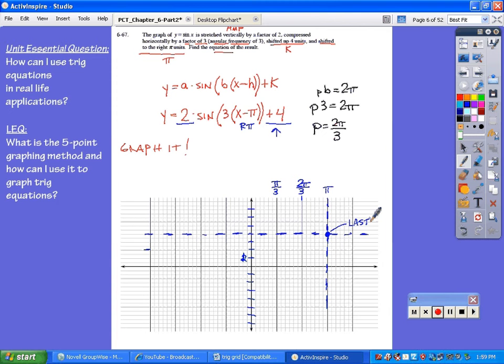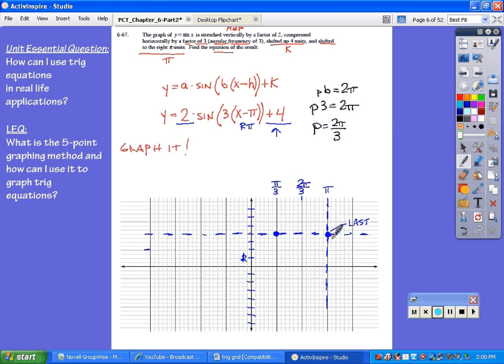How far away is my first point going to be? It's going to be 2 pi over 3s away. Well, if each of these, as Stephen said, black lines are pi over 3, 2 pi over 3s would be 2 of them. So 1, 2. So right here is my first point. So I have my beginning, I have my end.